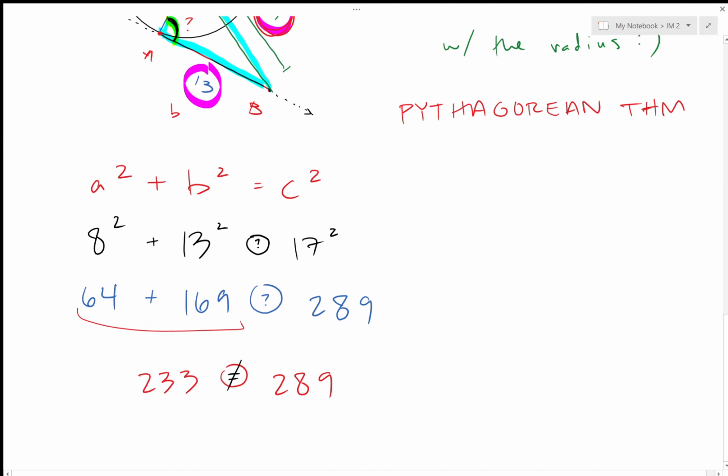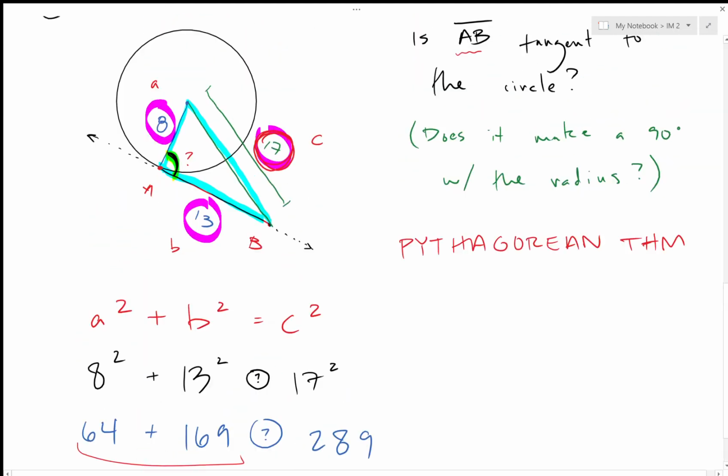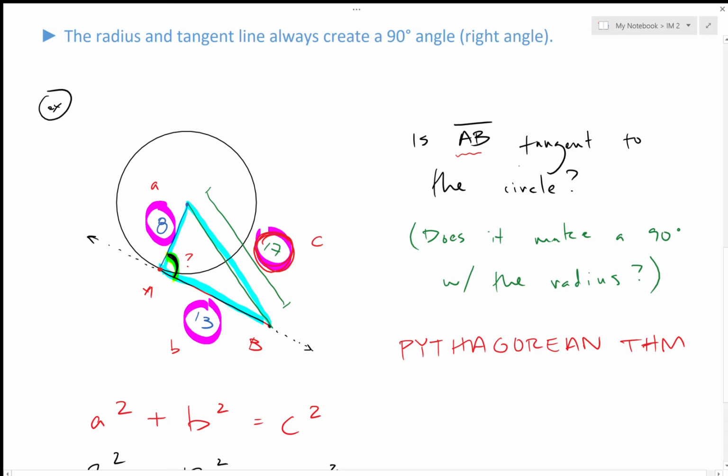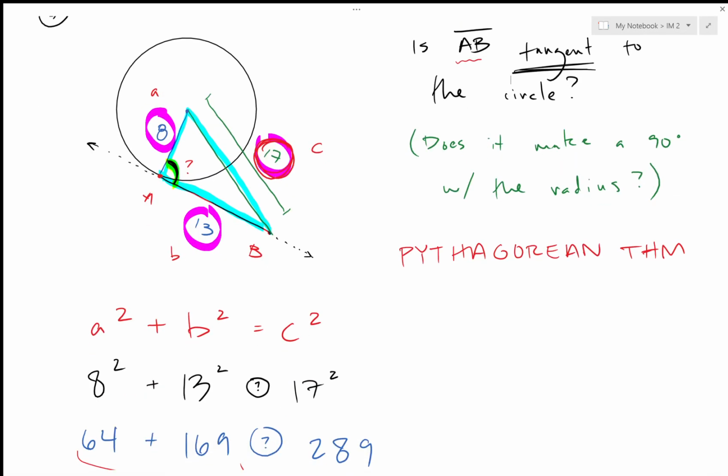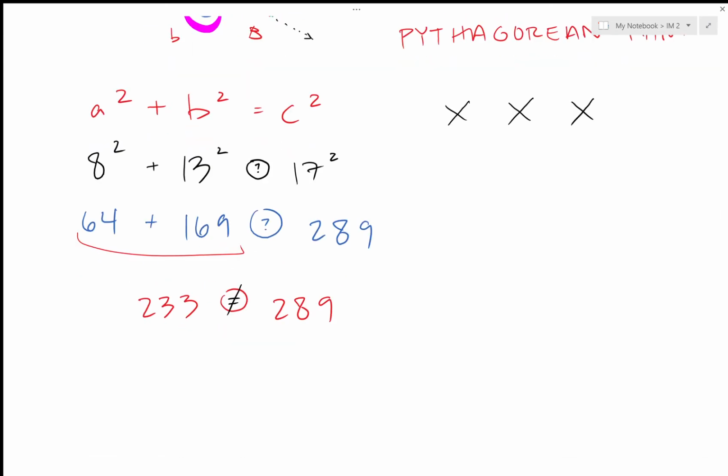So we'll ask ourselves our questions here. If they're not equal, Pythagorean Theorem did not work. So if Pythagorean Theorem did not work, did it make a right angle? No, it did not. And if it didn't make a right angle, is that line tangent to the circle? No. So if Pythagorean doesn't work, it's not a 90-degree angle, it's not going to be tangent. So in the end, the answer is no. That line is not tangent to the circle.